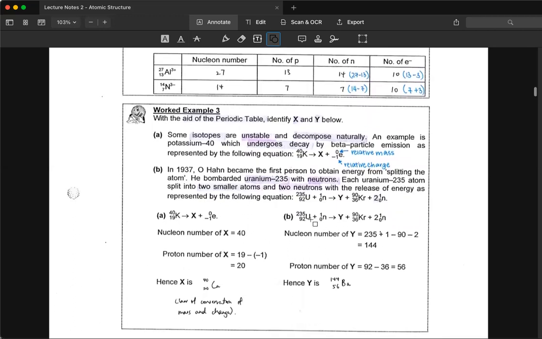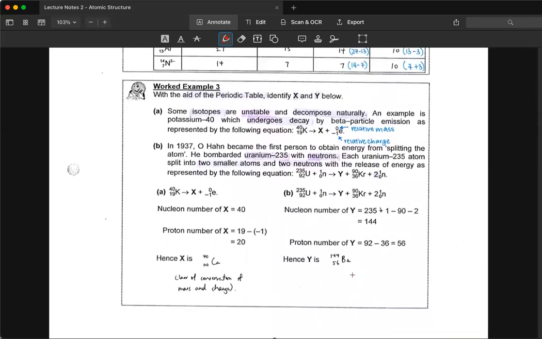For part B, given the equation, the nucleon number of Y will be 235 plus 1 minus 90 minus 2. 2 because there are 2 neutrons emitted. So the nucleon number will be 144. Then the number of protons in Y will be 92 minus 36, which gives 56. So the calculation is based on the law of conservation of mass and charge.